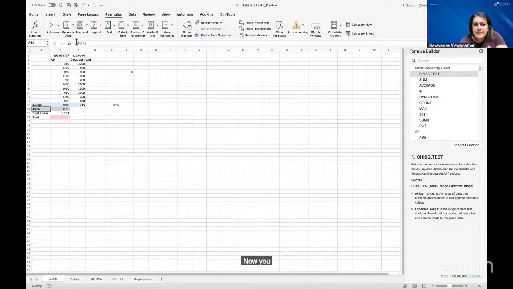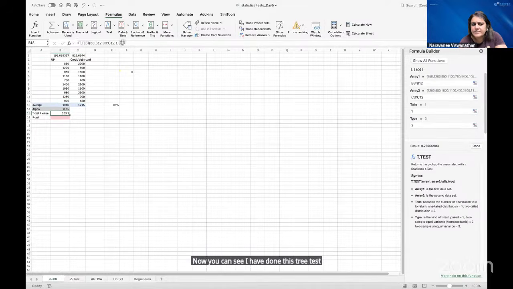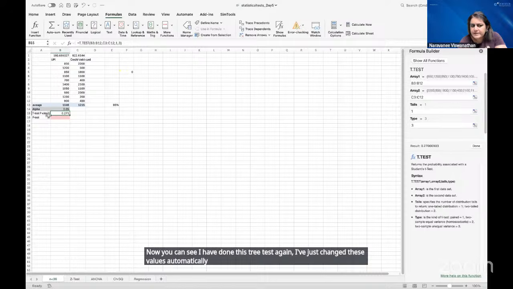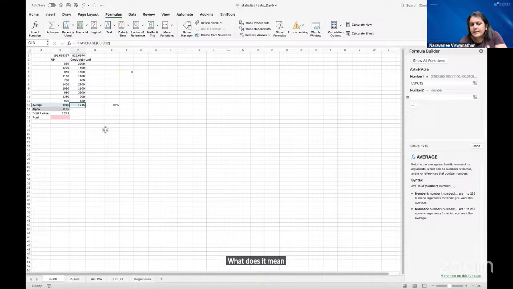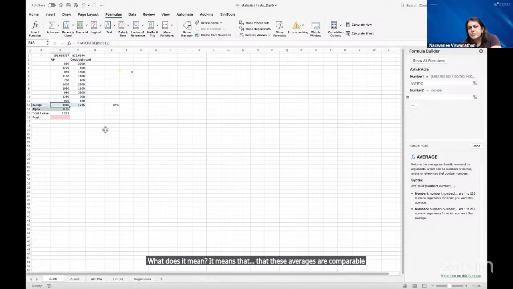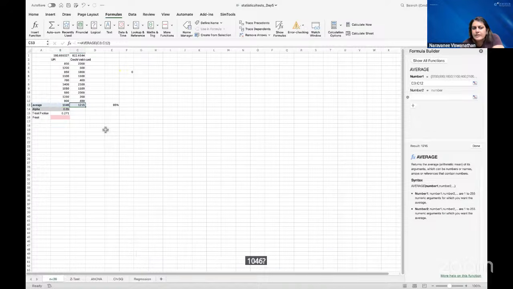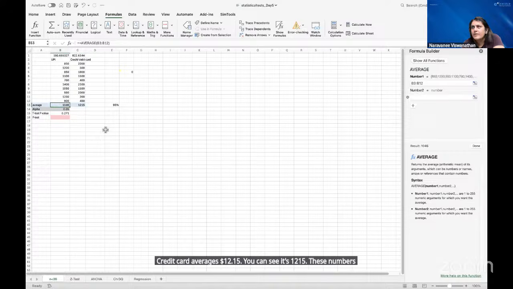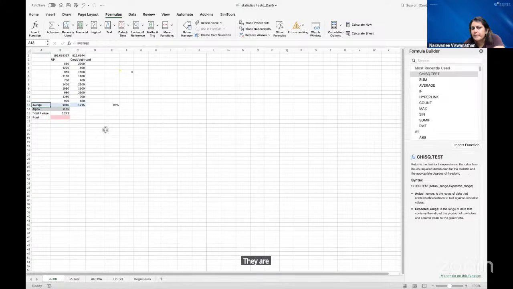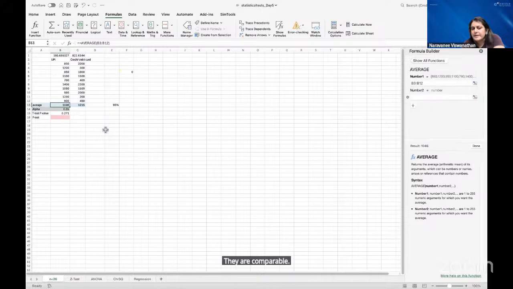Now you can see I have done the t-test again. I have just changed these values, automatically calculated. You find this t-test is now greater than this alpha. What does it mean? It means that these averages are comparable. So although this UPI average is 1046, this credit card average is 1215. You can see it's 1215. These numbers are not very different. They are comparable. Am I making sense? Is it clear?